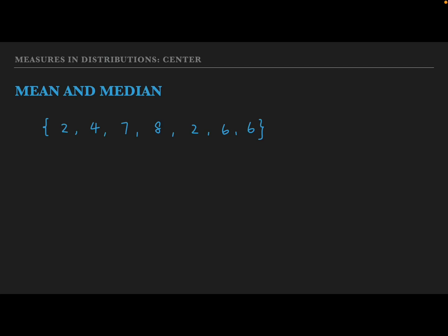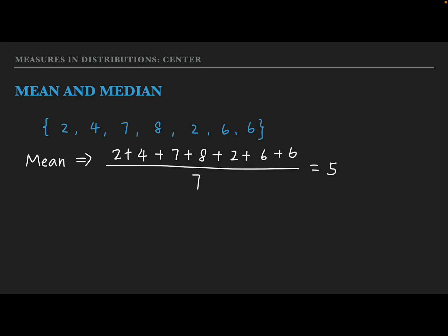Now, here's the set of data, and let's first calculate its mean and median. We add the numbers up and divide the sum by 7 to find the arithmetic mean, which is 5. Then we order them, and 6 turns out to be the median. Since both mean and median can be used to describe the center of a distribution, it makes sense that they are quite close to each other.